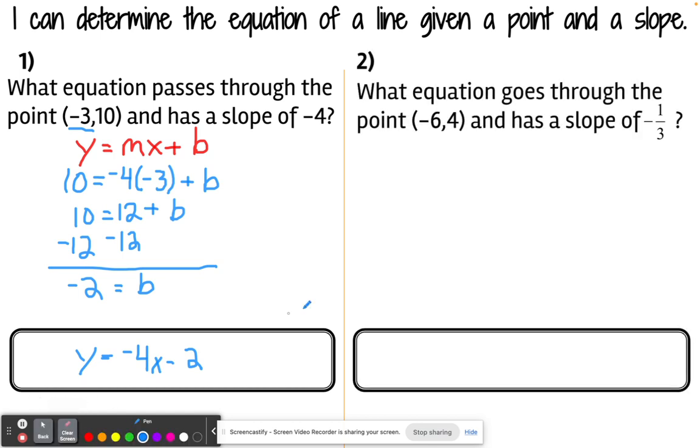Let's try another one, because that's a little different than anything we've done before. In this case, y equals mx plus b. Here's an x, here's a y, and here's an m. So we're going to be solving for b again. We need our y-intercept. So 4, that's my y, equals my slope, negative 1/3, x is negative 6, plus b.